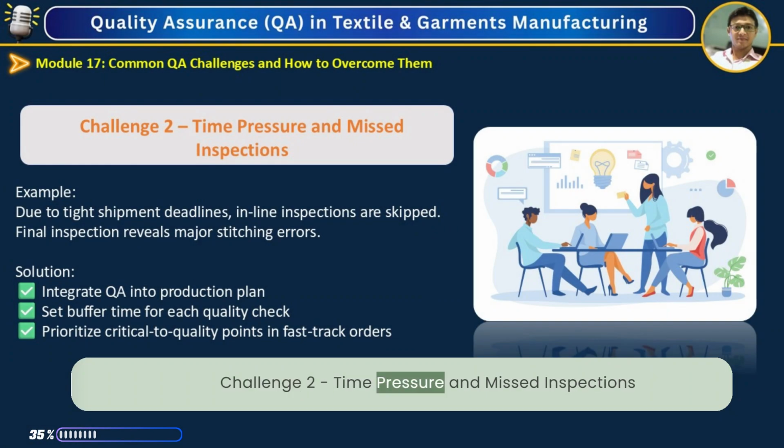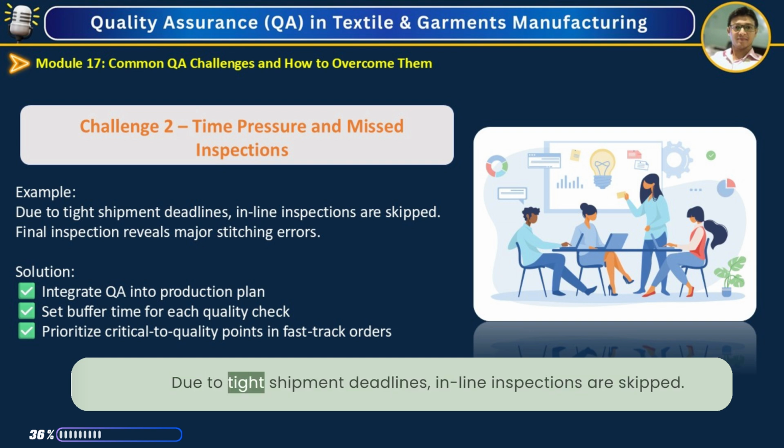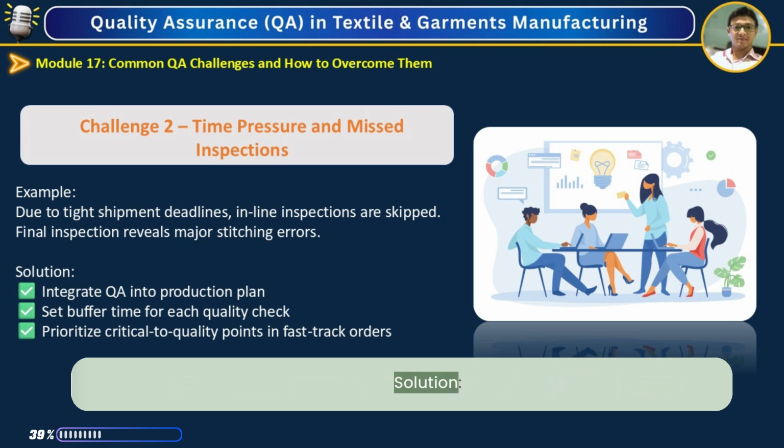Challenge 2, Time pressure and missed inspections. Example: due to tight shipment deadlines, inline inspections are skipped. Final inspection reveals major stitching errors. Solution: integrate QA into production plan. Set buffer time for each quality check. Prioritize critical to quality points in fast-track orders.